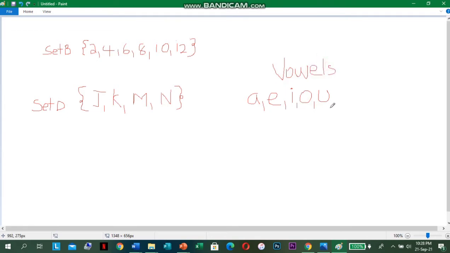We have A, E, I, O, U, and sometimes Y. None of these letters have A, E, I, O, U in it, so therefore they are consonants, because any letters that are not vowels are consonants. So J, K, M, N are consonants and not vowels. We can say that set D is a set of consonants, and this is how we represent our sets.